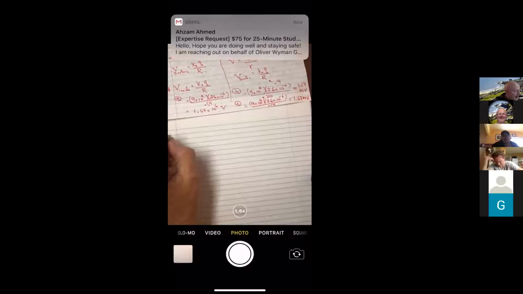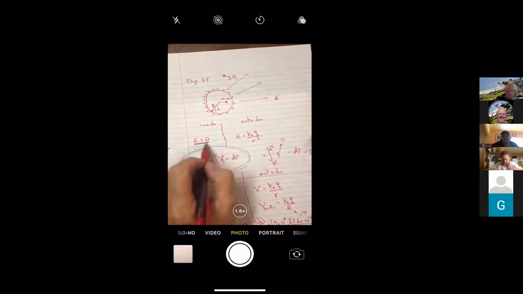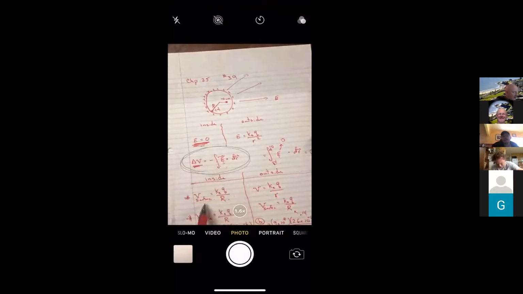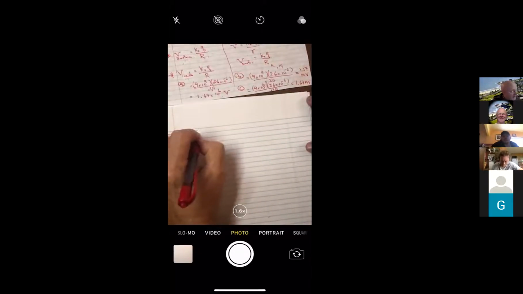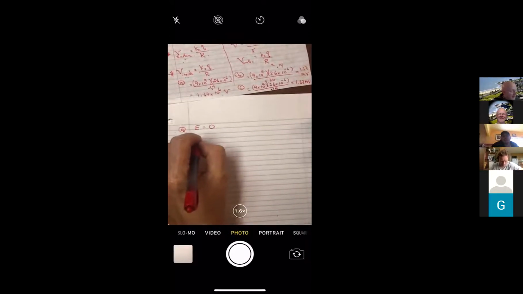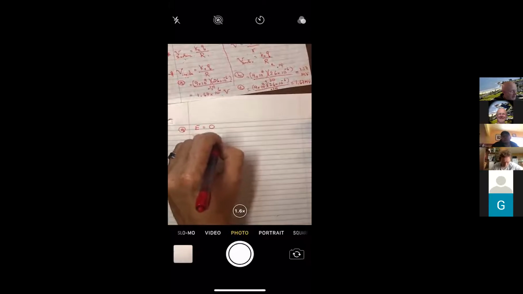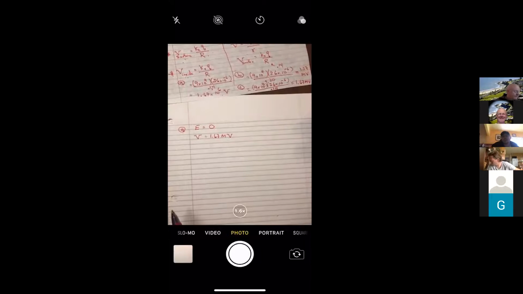So A, as we said back here, the electric field on the inside was 0, and the potential on the inside would be the same as everything on the surface. So the two answers for A should have been this: electric field of 0 and a potential of 1.67 megavolts. So that would be A.